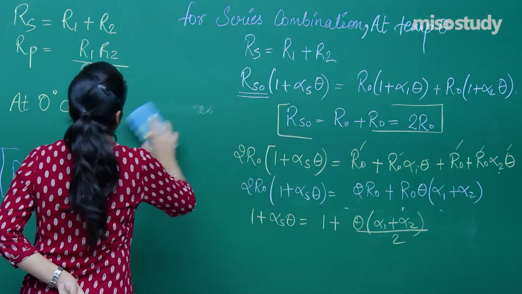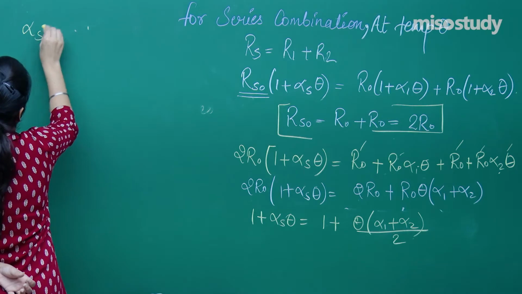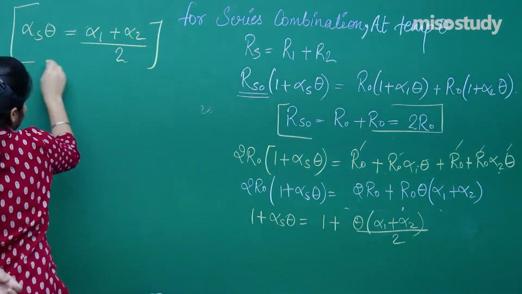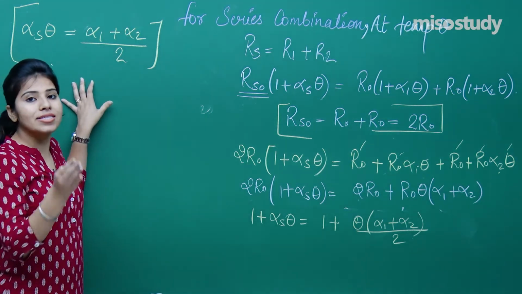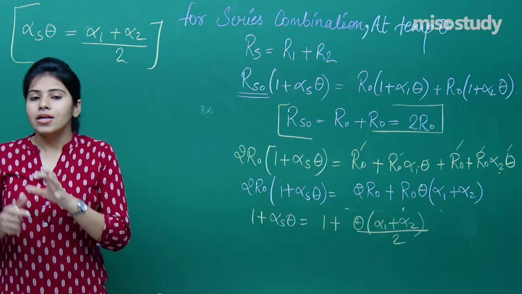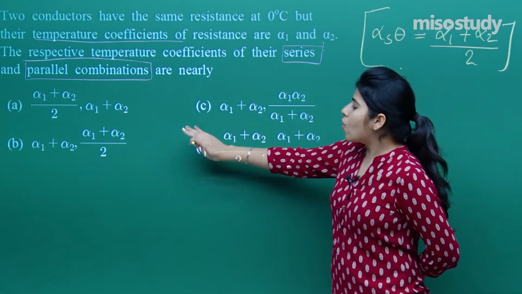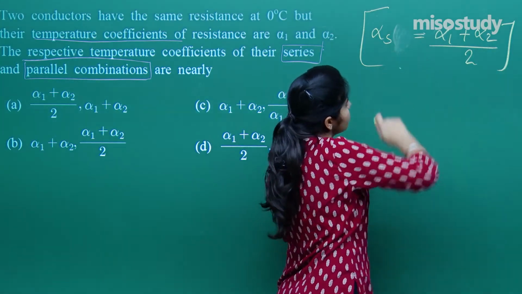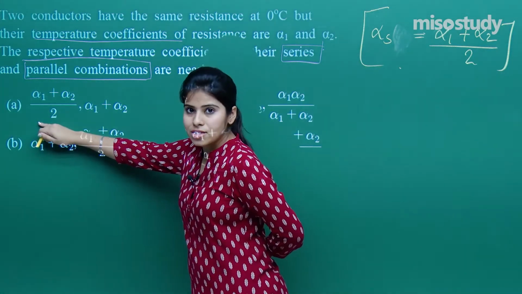Now, if I move in the same direction, I will be left with alpha S theta equals (alpha 1 plus alpha 2) divided by 2. I am not going to solve this complete derivation here. If you apply the same approach, you will be left with alpha S equals (alpha 1 plus alpha 2) upon 2, right? Now, in the options given to us, I am going to check for the series combination. For series combination, I have (alpha 1 plus alpha 2) upon 2. Let me remove this theta from here because we are now having only this much. So, (alpha 1 plus alpha 2) upon 2, I can see this is present in option A.